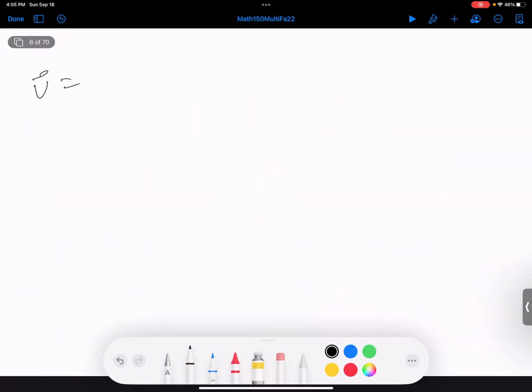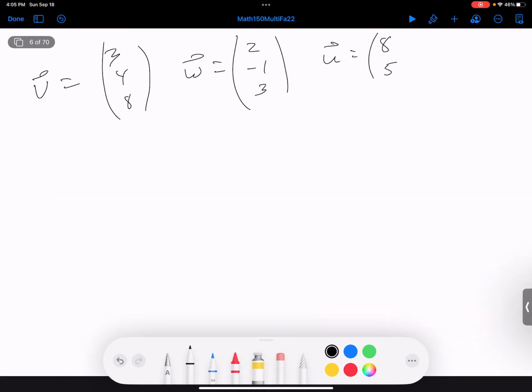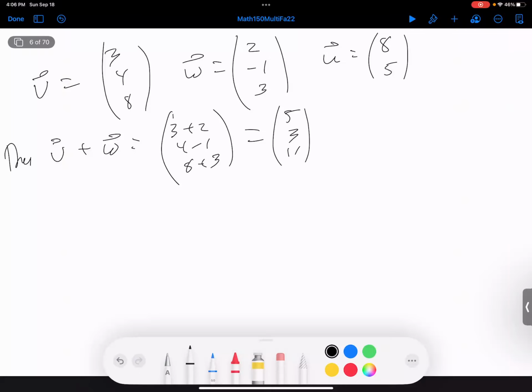If I give you v is 3, 4, 8, and w is 2, -1, 3, and u is 8, 5. What is v plus w? It's 3 plus 2, 4 minus 1, and 8 plus 3. So you just add component by component. So it would be 5, 3, 11. What if I gave you 2v? What would that be? 2 times 3 is 6, 2 times 4 is 8, 2 times 8 is 16. So that would just be 6, 8, 16.